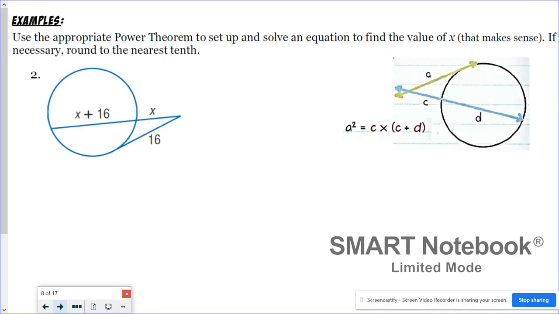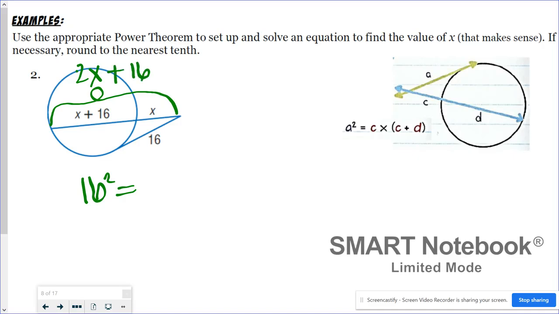Following my secant tangent power theorem, I'm going to take the tangent squared. So in problem number 2 here, that's 16. And this is going to be equal to the entire secant. So x plus 16 plus x, that is 2x plus 16. So I'm going to have the 2x plus 16 times the external part, which is x.